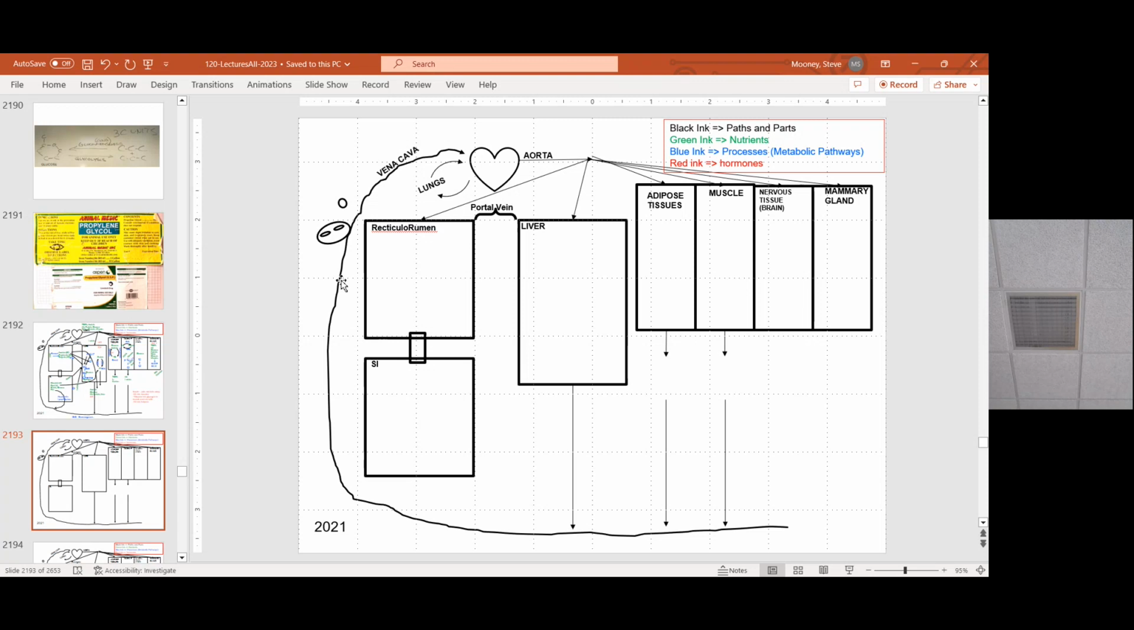So you've got black ink is what we've started with. Those are pathways and parts. We're going to add green ink for nutrients, blue for pathways, and red ink for hormones where they occur. There won't be too many of those influencing what we're doing. Does everybody understand the layout?